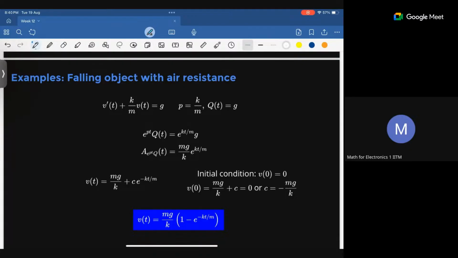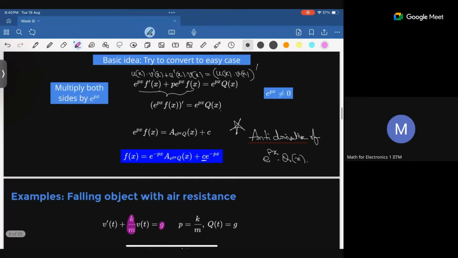So we have this falling object example where our p of x is a constant. This is p of t, which is k by m, which is independent of t, so that is a constant. And q of t is also a constant in this case. It was just g. If you remember, all we need for the solution is the antiderivative of e power px into q of x.